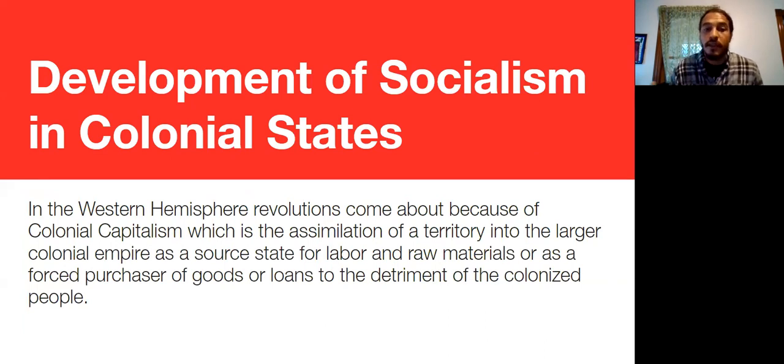But we live in the Western Hemisphere, so our socialism tends to come from colonial states. They come about because colonial capitalism is the assimilation of a territory into a larger colonial empire as a source state for labor and raw materials, or as a forced purchaser of goods and loans to the detriment of the colonized people. And you can see this in practical terms nowadays with the situation in Puerto Rico.